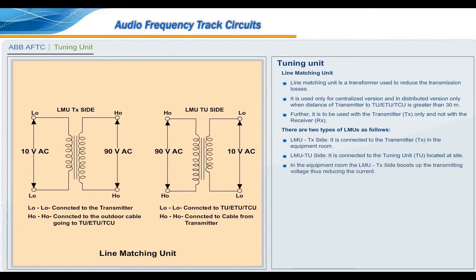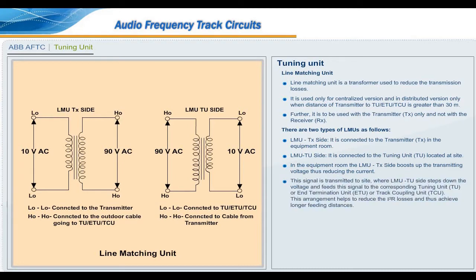In the equipment room, the LMU TX side boosts up the transmitting voltage, thus reducing the current. This signal is transmitted to site where the LMU TU side steps down the voltage and feeds this signal to the corresponding tuning unit TU or end termination unit ETU or track coupling unit TCU. This arrangement helps to reduce the I2R losses and thus achieve longer feeding distances.